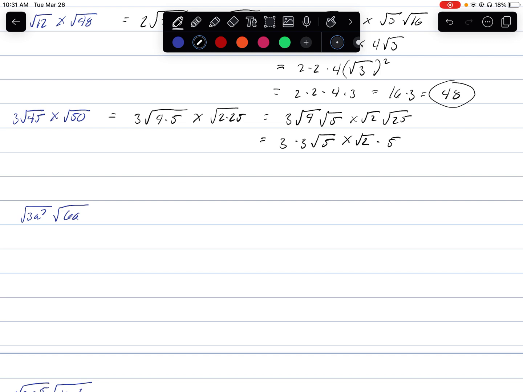Okay, so if we multiply all of our whole numbers together, we get 3 times 3 is 9, times 5 is 45, times the square root of 5, times the square root of 2. And if we combine the square root of 5 and the square root of 2 together using our multiplication rule, we'll have 45 times the square root of 5 times 2, which is 45 times the square root of 10. And the square root of 10 is about as simple as you're going to get it.